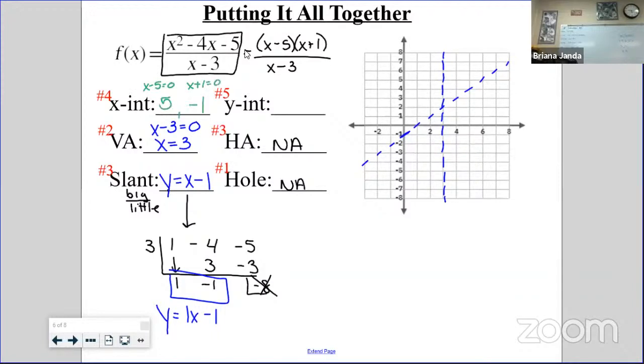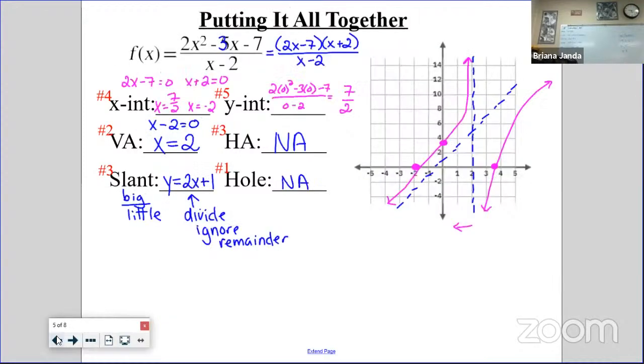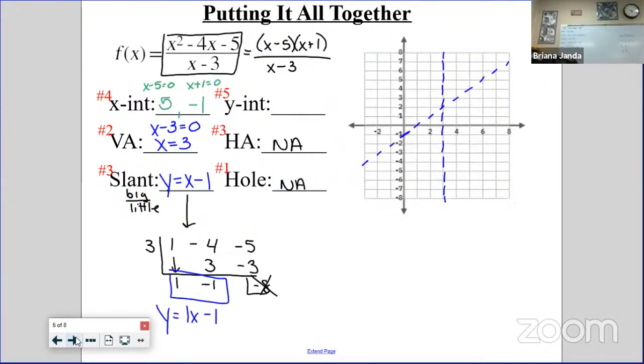Notice, you are welcome to write your x-intercept as this number. If you're worried about remembering, you can always write everything as an x equals or a y equals, and then you won't ever be wrong on your answer. Okay, but intercepts are obvious what it is, so you can just put a number there, positive 5 and negative 1.